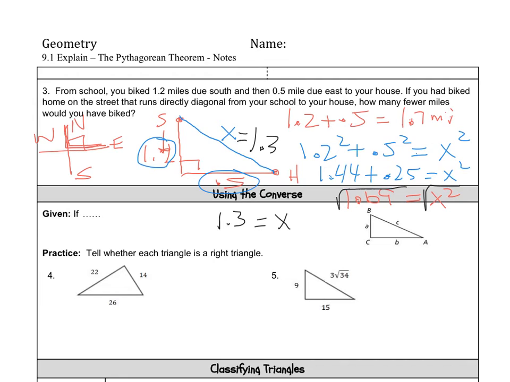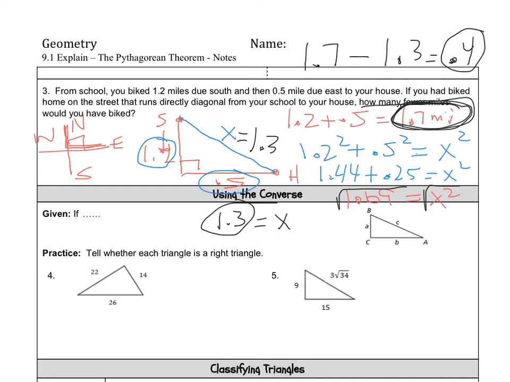But we're really not done with the problem, because they asked how many fewer miles it is if we go that way. Well, I know what the total distance was originally, 1.7, if I go south and then east. But if I just go diagonally, it is this distance. Well, what do I need to do to find out how many fewer? Take the 1.7 minus the 1.3, and you would get 0.4 of a mile, or 0.4 miles. And so 0.4 is the answer.